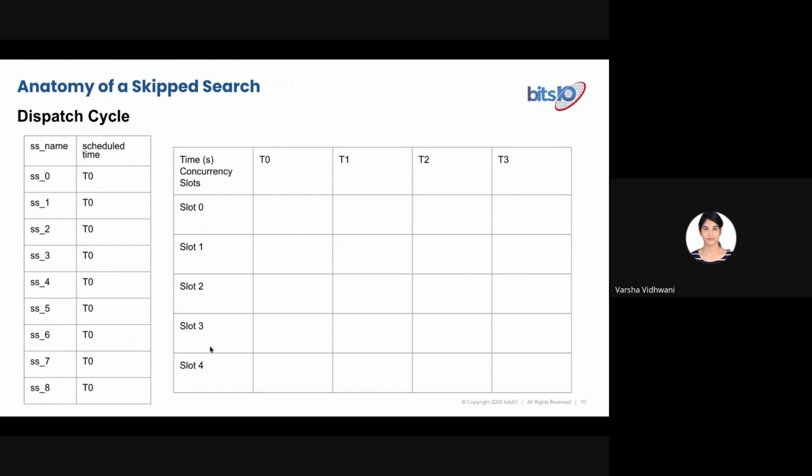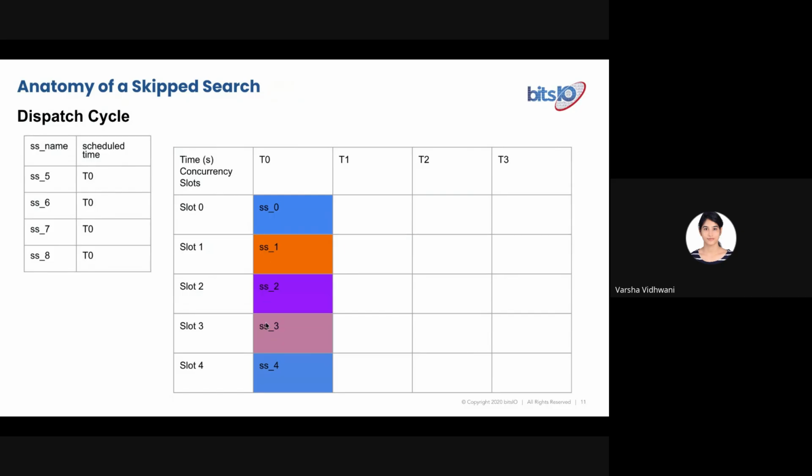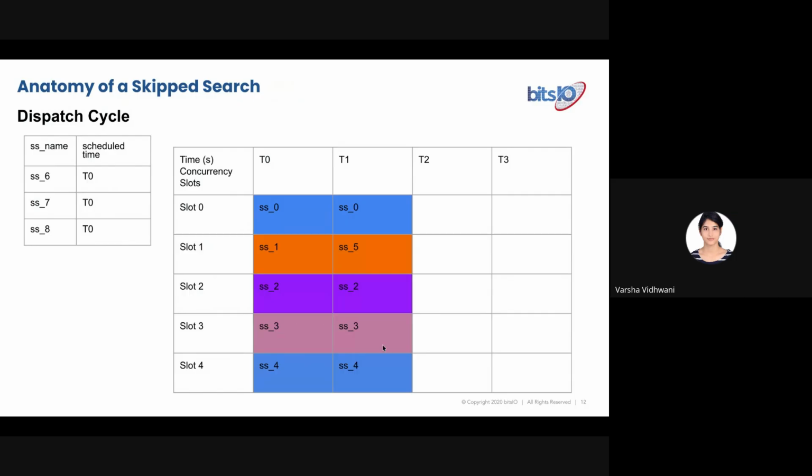What it would do is start with 5. Let's assume it starts with the first 5 searches. In the next second, at T1, if any search has already completed, it will pick a new one.